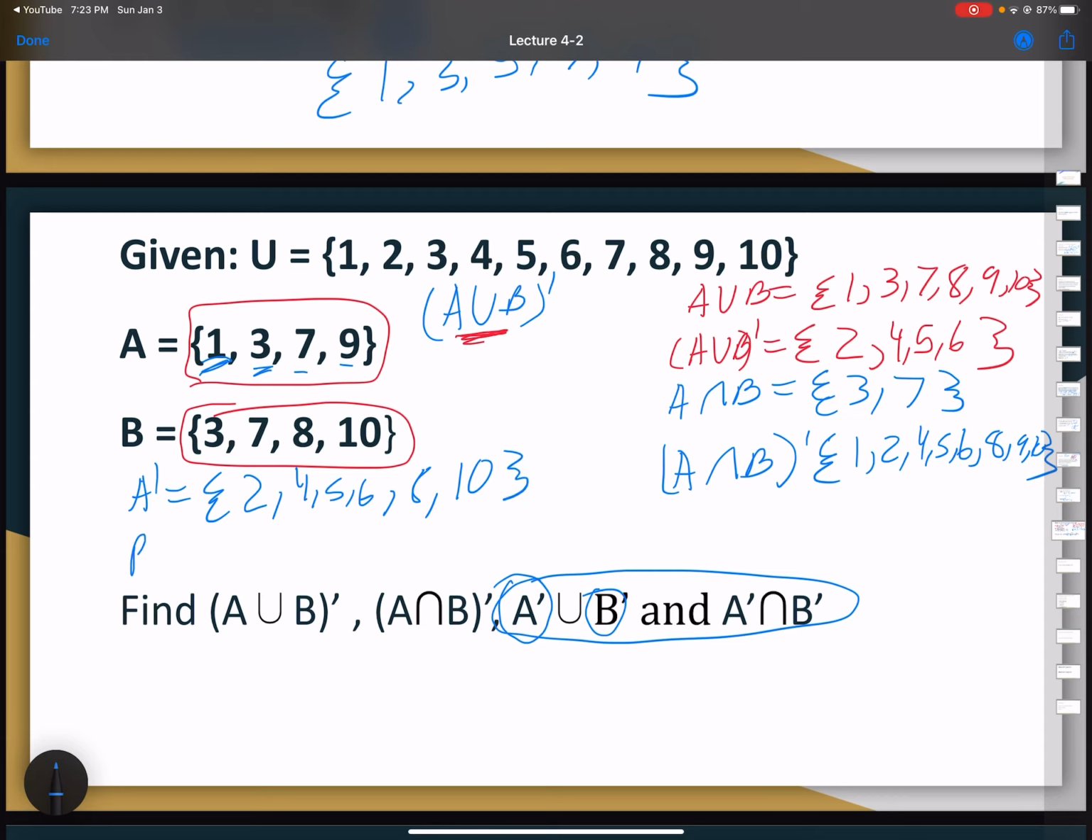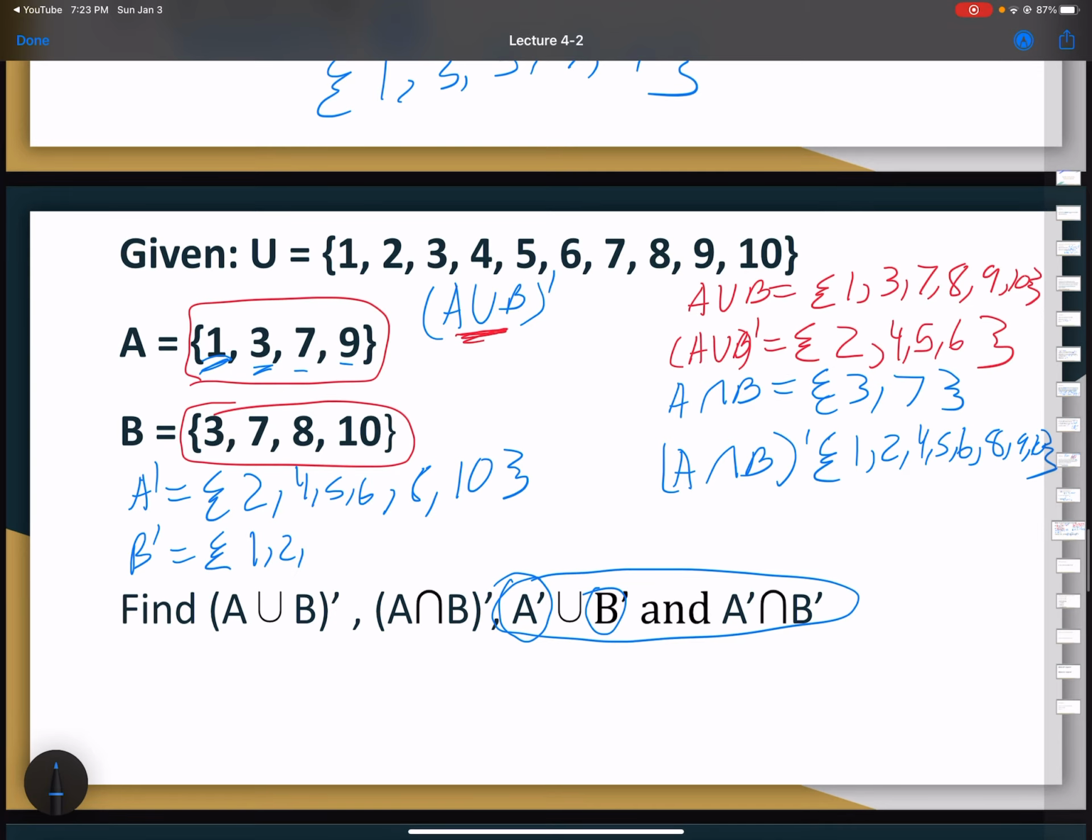So that's A complement. Take a minute and try to find B complement on your own. B complement is everything that's not in B. 1, 2, 4, 5, 6, 7, 8, 9, 10. There we go. So we have A complement and B complement. Now we can find their union very easily. So A complement union B complement is going to be everything in both of those sets, which is 1, 2, 4, 5, 6, 8, 9, and 10.